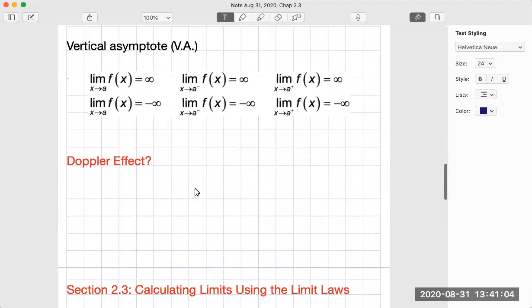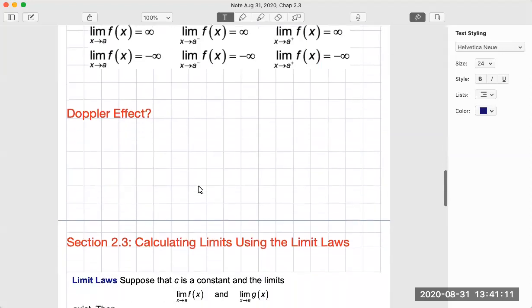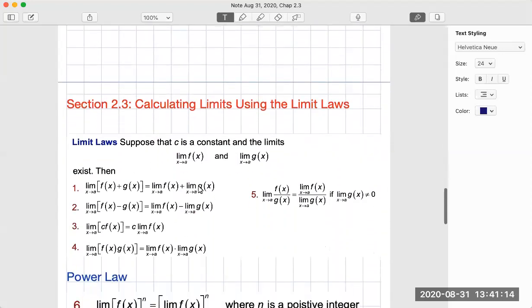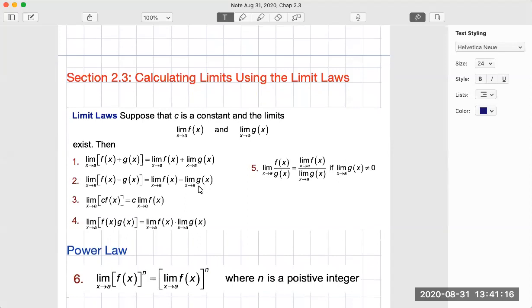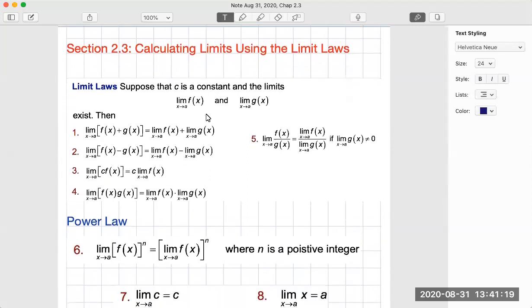And remember, in the videos of the book, they mention the Doppler effect. So remember to watch that. And in section 2.3, we will study how to calculate the limit using limit laws. And these are summaries of that. The first one, the sum law: the limit of a sum will be the sum of the limits of the functions f and g. We assume that the limit of f and the limit of g do exist, right?